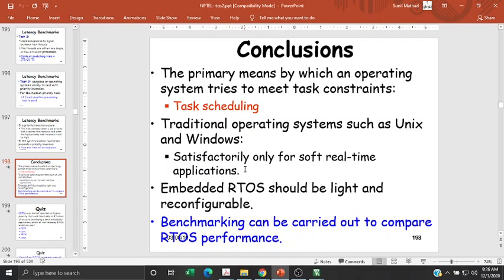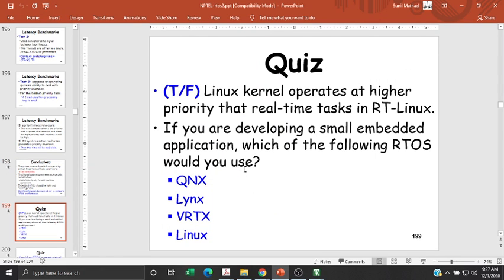So an embedded OS should be light and reconfigurable. That means custom tailoring should be allowed in the embedded system or the real-time operating system. Benchmarking can be carried out to compare OS performance, so that gives a fair choice. If you are well aware of the functionality you are going to implement on a particular platform, you have quantified the benchmarking with respect to different RTOSs in the market, and you have also studied the portability issue of those RTOSs, then that gives a fair indication of which RTOS should be used for your system.